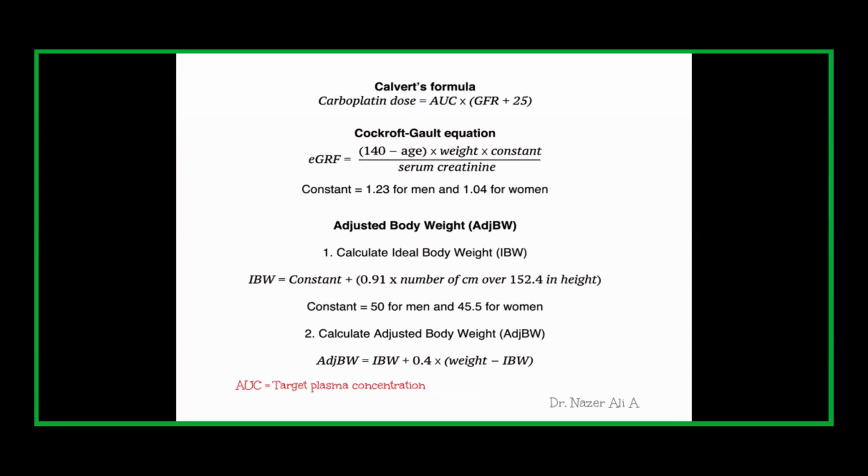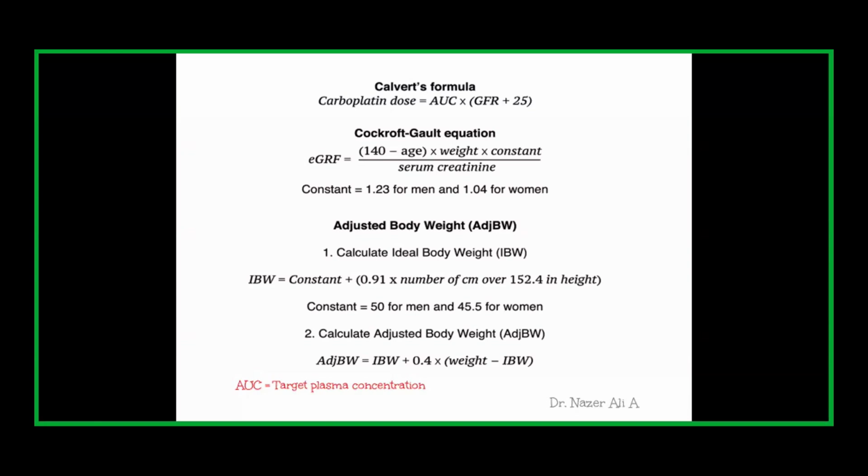All these formulas we have studied in biopharmaceutics and pharmacokinetics, which is in our fourth year syllabus. So if the body surface area is more than 2, we know the patient is obese or overweight. We have to calculate the ideal body weight, from which we calculate the adjusted body weight. With the adjusted body weight, we calculate the dose required for the patient.